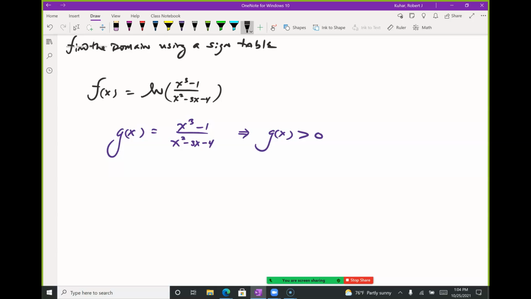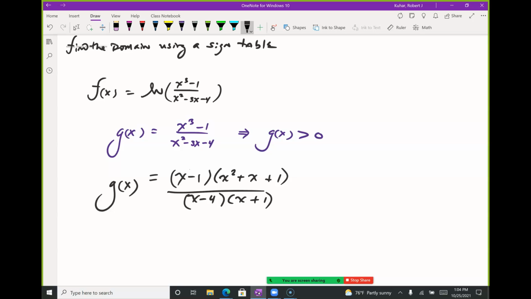So I get a factor. I get x minus 1 times x squared plus x plus 1 over x minus 4 times x plus 1. Does anybody need to see the factoring there? Yes, please. So the downstairs one we did already today, right? I'm just looking for integers that multiply to -4 and add to -3. So we had that one already.